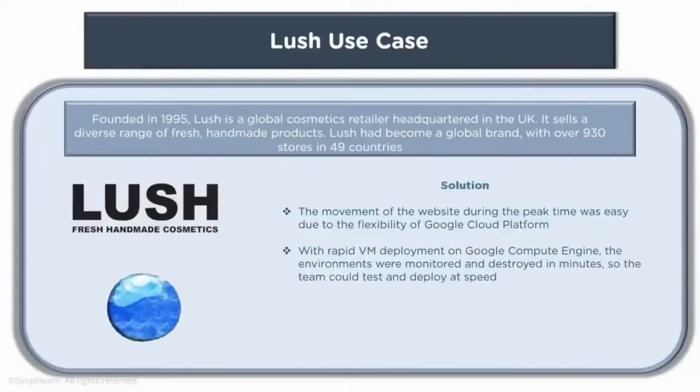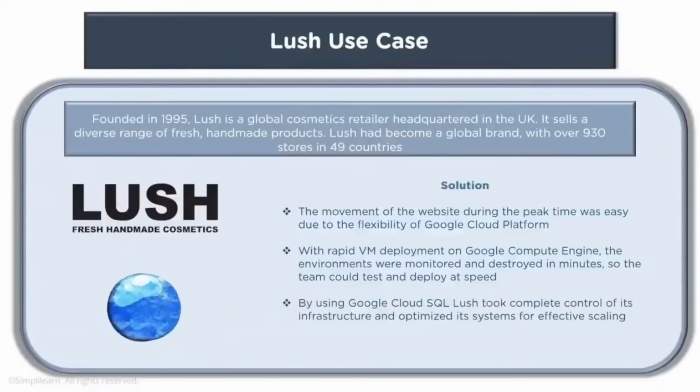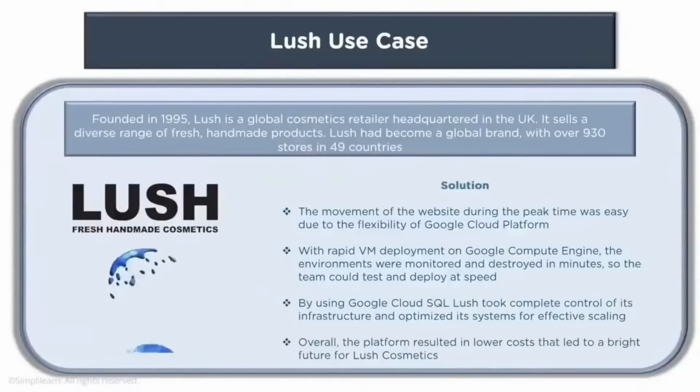With rapid VM deployment on Google Compute Engine, the environments were monitored and destroyed in minutes, so the team could test and deploy at speed. By using Google Cloud SQL, Lush took complete control of its infrastructure and optimized its systems for effective scaling. Overall, the platform resulted in lower cost that led to a bright future for Lush Cosmetics.